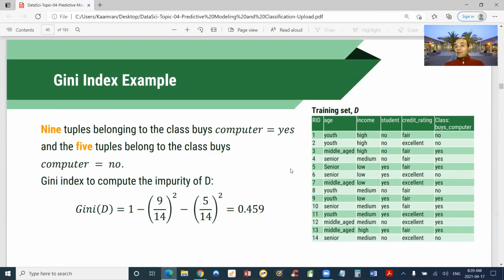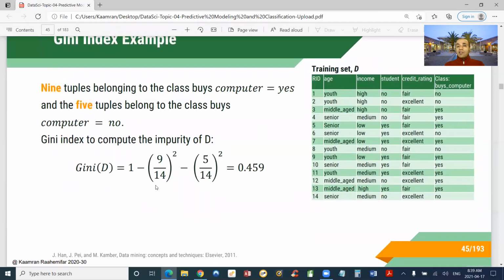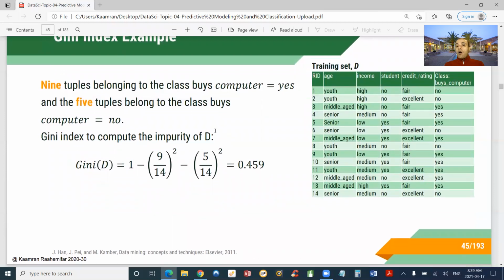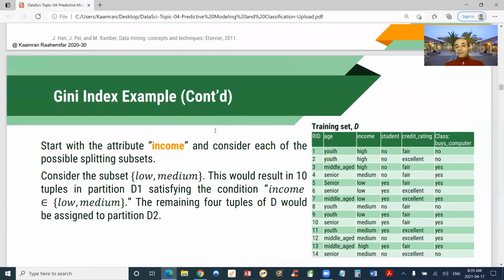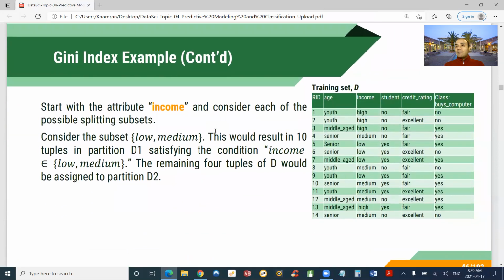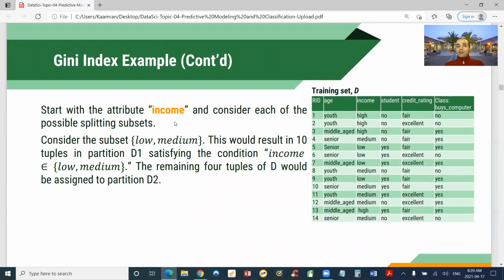And the way we calculated it without having any log is 1 minus the summation, and we get 9 over 14, 5 over 14, and so on. So that's going to be the Gini of the target column. Now I need to calculate the Gini of, for example, I believe income. So what we are going to do, we are going to calculate the income. Let's start with the attribute income.